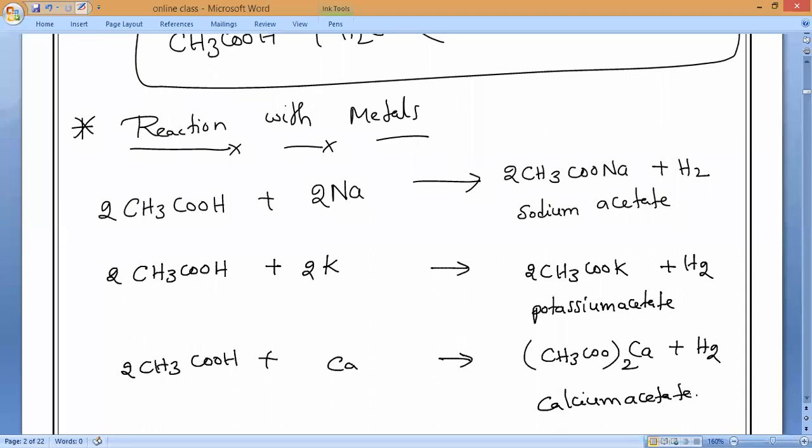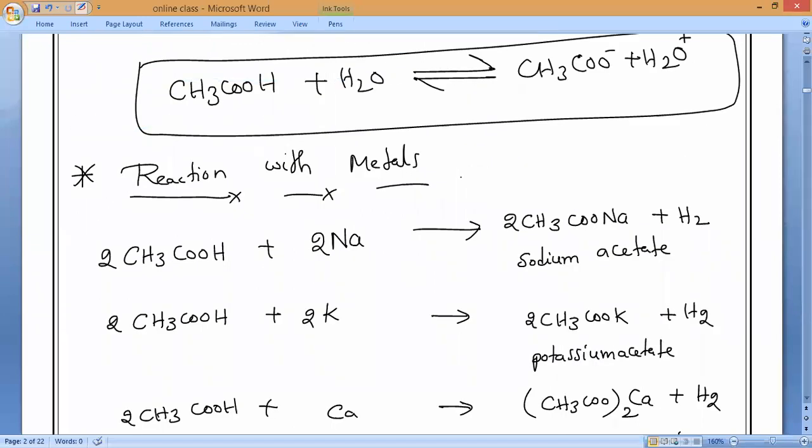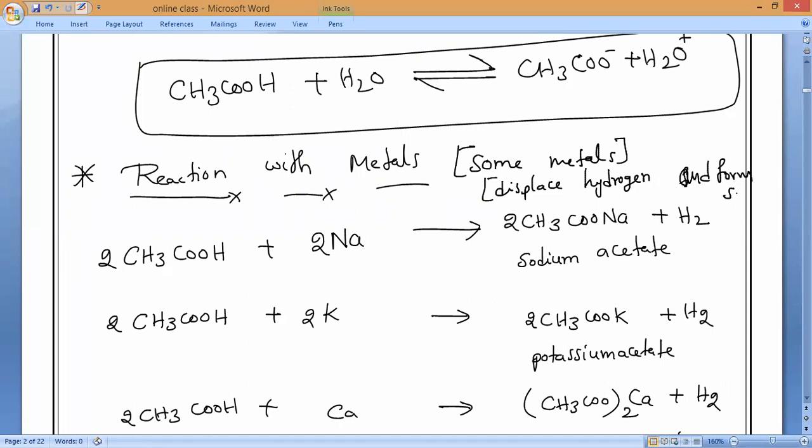Acetate. So this is the reaction with the metals. When reacting with the metals, it will displace the hydrogen from the acid. So that is what will be happening, but not with all the metals. Only some metals will react. It will displace hydrogen and form salt. That's all it will have.